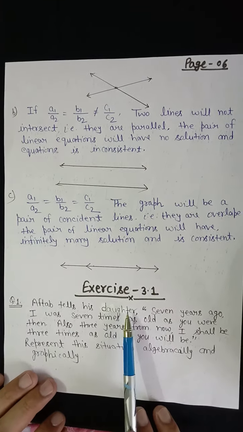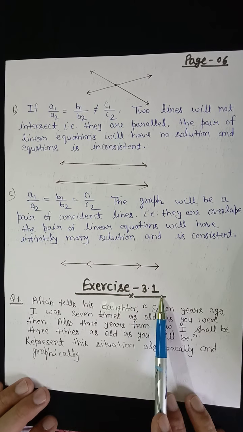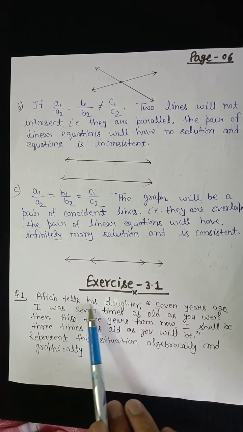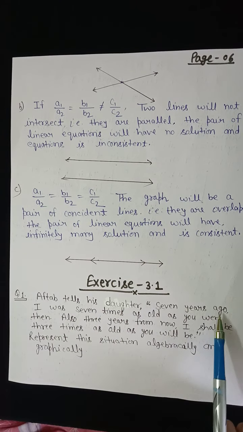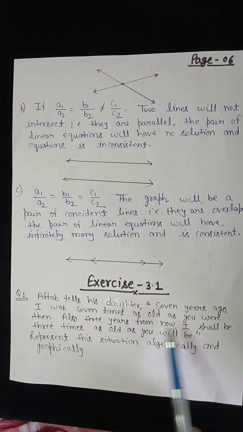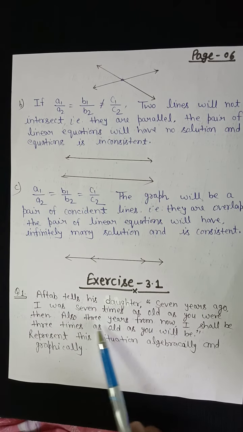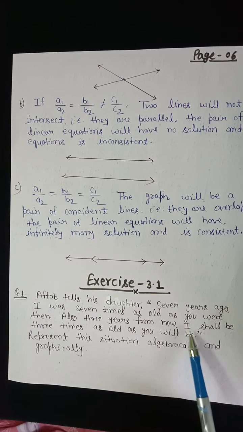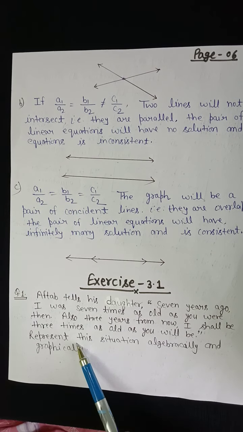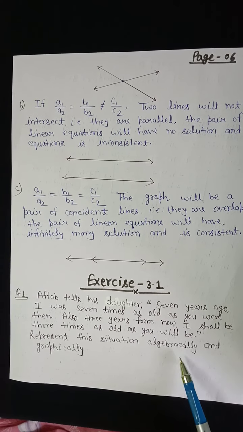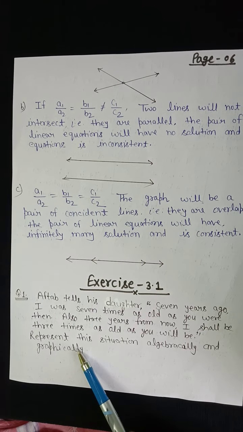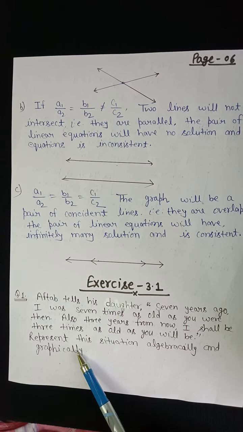Now I will explain exercise 3.1. The first question of this exercise is: Aftab tells his daughter, 7 years ago, I was 7 times as old as you were then. Also 3 years from now, I shall be 3 times as old as you will be. Represent this situation algebraically and graphically.